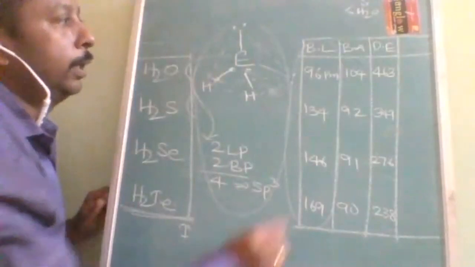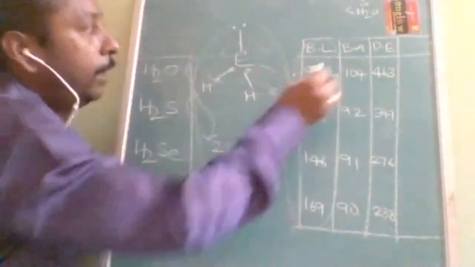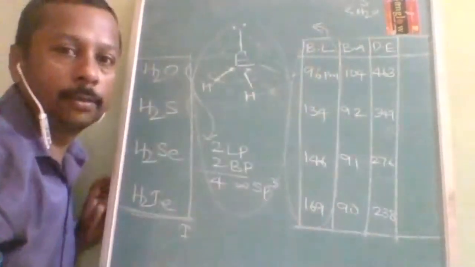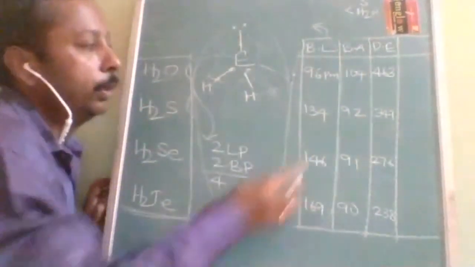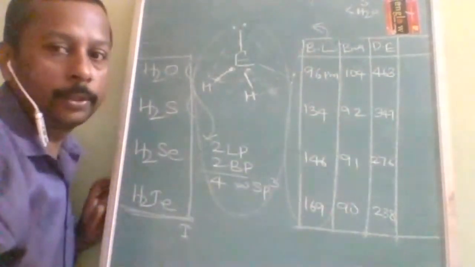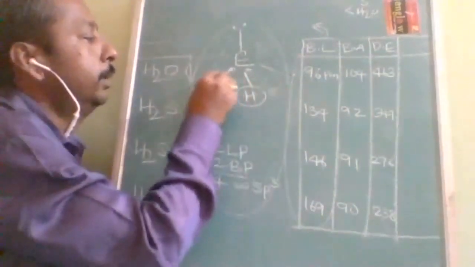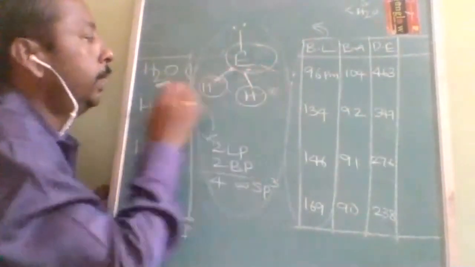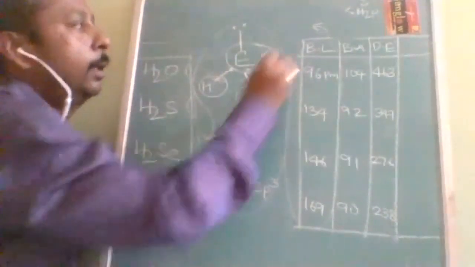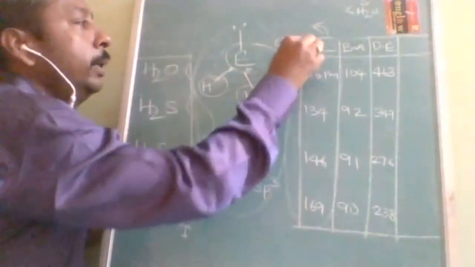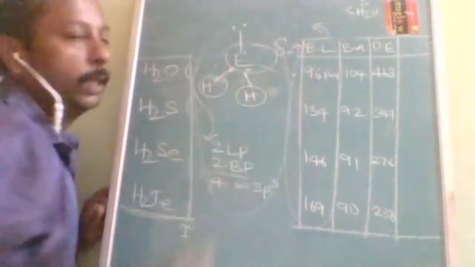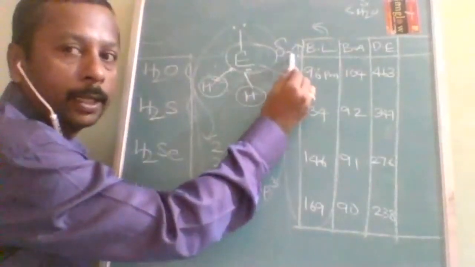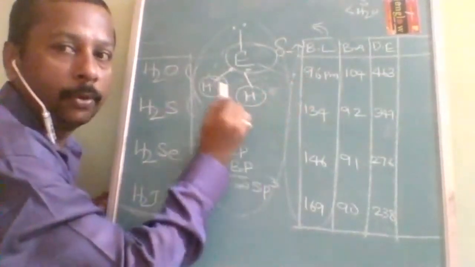Let me complete this one. After this I will try to cover multi-concept questions based upon this. Bond angle: down the group, you see the bond angle decreases. Why does bond angle decrease? See here, this is the element. Now this is more electronegative. Electronegativity on the central atom increases, so negative charge increases on it.